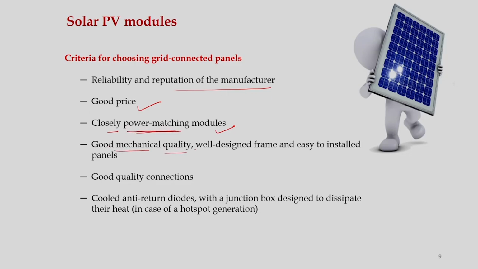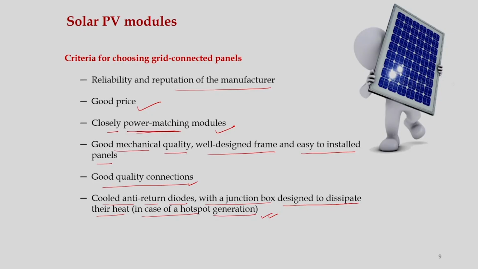Then good mechanical quality, well designed frame and easy to install panels. These are very important aspects. Then good quality connectors, and cooled anti-return diodes with a junction box designed to dissipate heat in case of hotspot generation. This is also important. Sometimes hotspots are generated, as we discussed in the class when we were discussing the modules: how hotspots are generated and what are the alternative techniques to remove these hotspots. These are attached with this system.